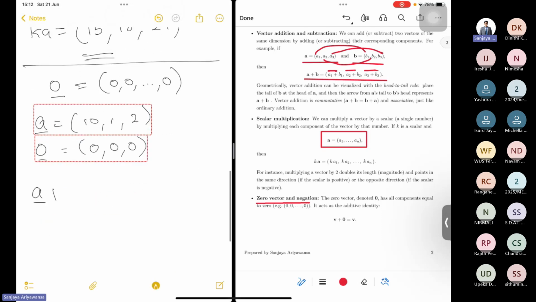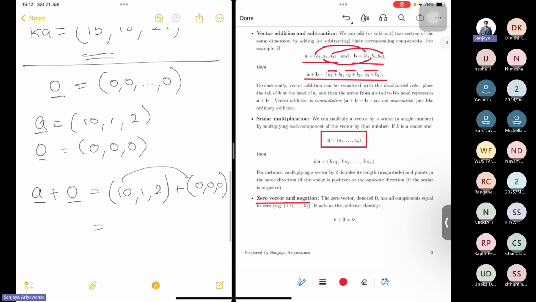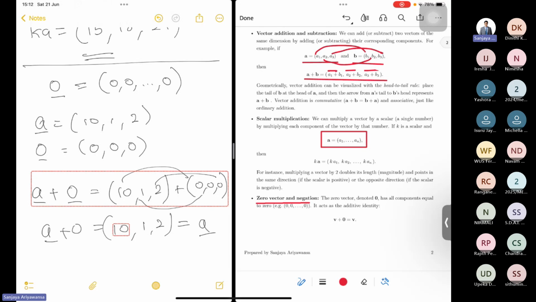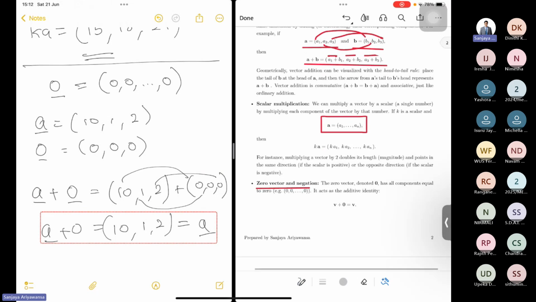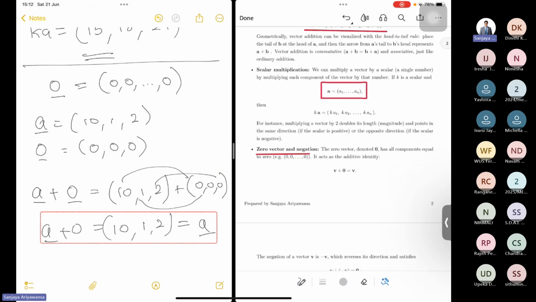Then the vector A, when you add in the zero vector, that is 10, comma 1, comma 2, plus 0, comma 0, comma 0. So you're adding the separate items like this, you still get the same vector. A plus 0 is simply A. That's what I've told here. So here what I've told is when you take any vector V and you add in a vector 0, you get the same vector, very similar to real numbers again.